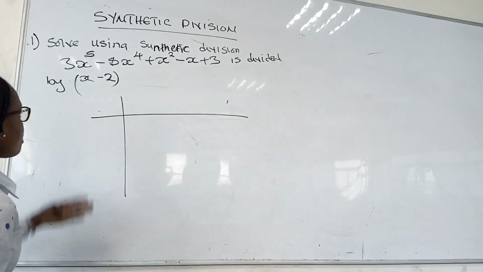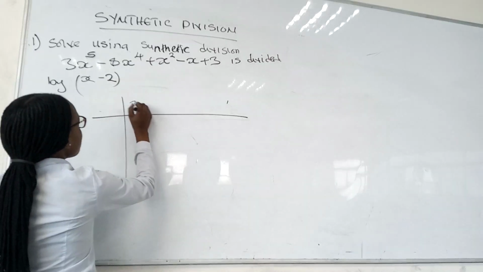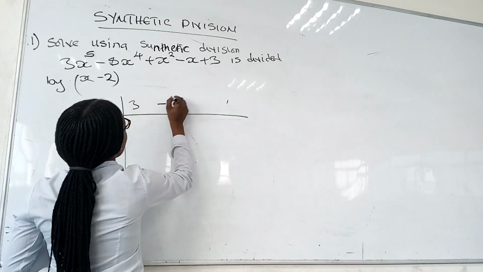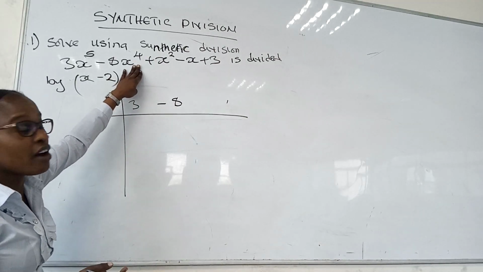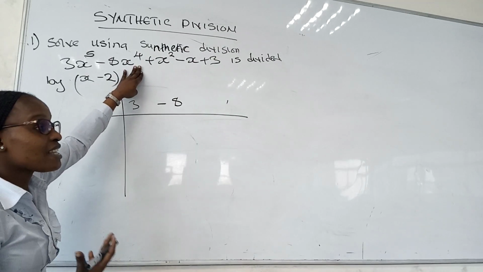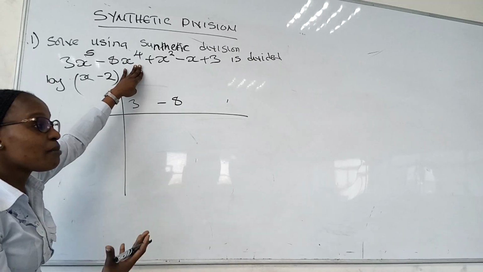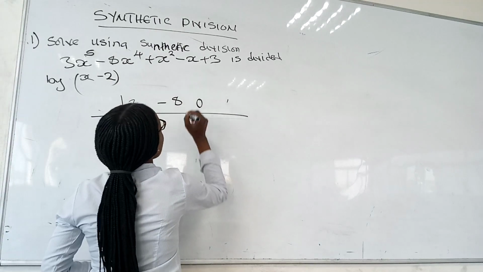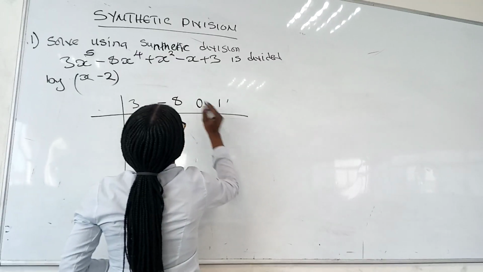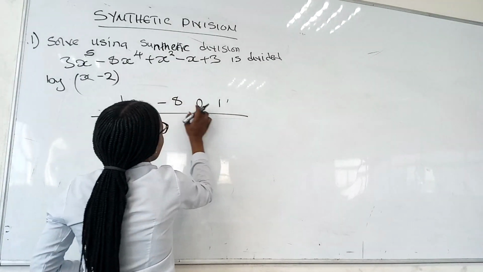So pick the coefficients. The highest coefficient that we have is 3. Then we have negative 8. But when we look at this, we do not have anything that has got the power x to the power 3, which simply means that the coefficient of the variable having x to the power 3 is 0. So here we now write 0. Then we have 1, which is for this. So 1, 2, 3, 4.